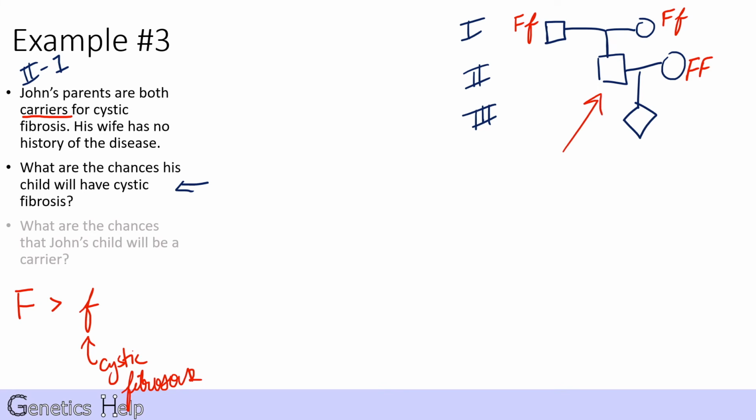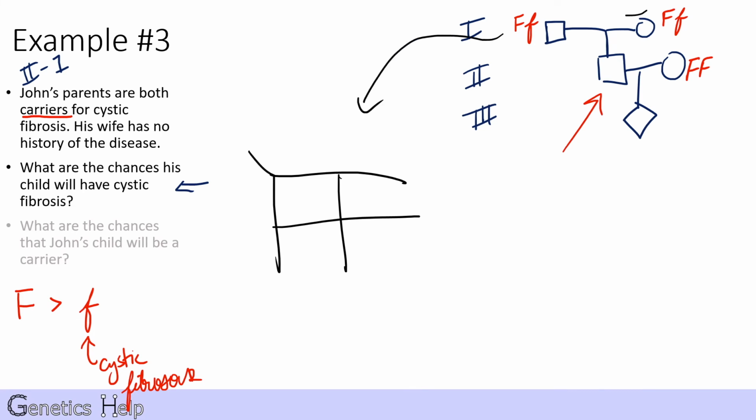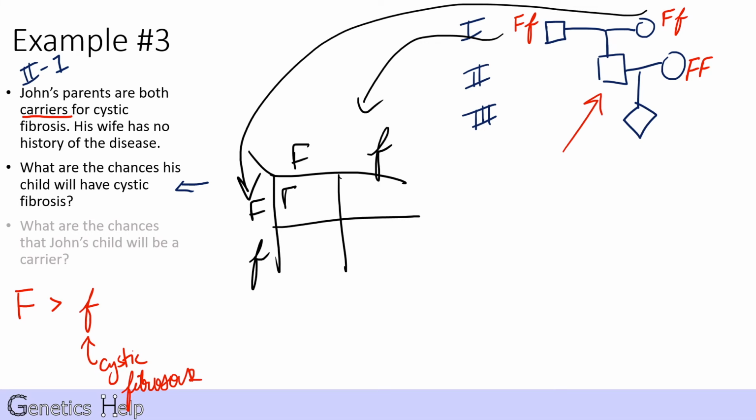Now we need to figure out, okay, what is John, 2-1? Well, let's draw a pedigree, or not a pedigree, sorry, we just drew that. Let's draw a Punnett square of John. So I'm going to put both John's parents. Here we'll have large F, big F, little f. Let's fill it in. Very similar to what we just did.